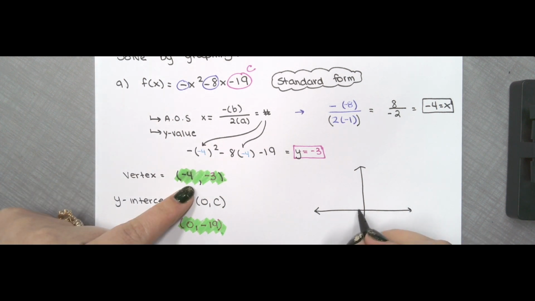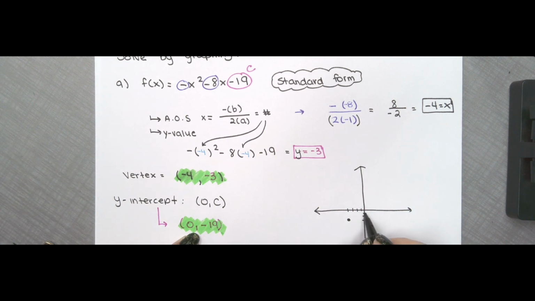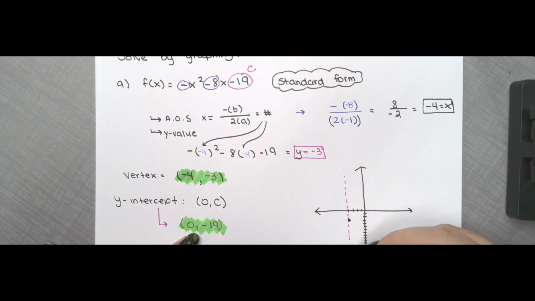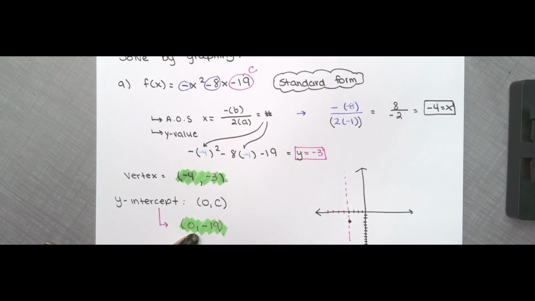Our vertex is -4, -3. And we have 0, -19. We have our axis of symmetry. And we have jumps 1, 2, 3, 4. 1, 2, 3, 4. Reflect your points over, connect, and you have graphed.